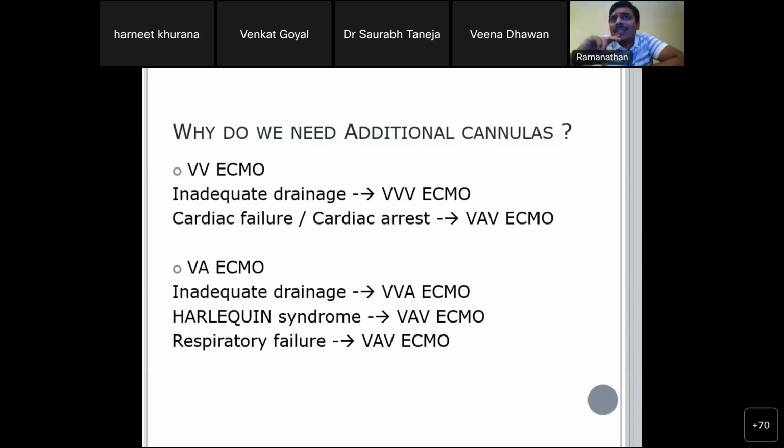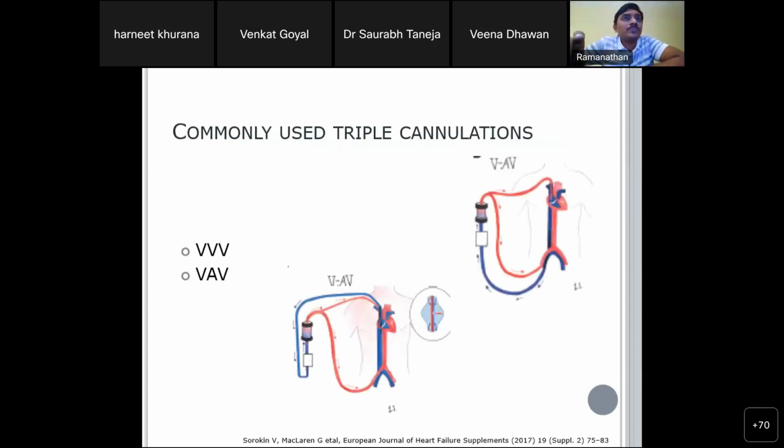Now, in the context of veno-arterial ECMO, you would also need additional cannulas. Again, if there is inadequate drainage, you would need an additional venous cannula to drain out. In patients with Harlequin syndrome, you would end up pushing blood to both the artery and the vein so that oxygenated blood is available on the right and the left side of the heart, and the upper limb cyanosis is reduced. And of course, when you have arterial ECMO supporting your heart and you have concomitant severe respiratory failure, you would look at a similar configuration too. So the commonly used triple cannulations in clinical practice are VVV or VAV.